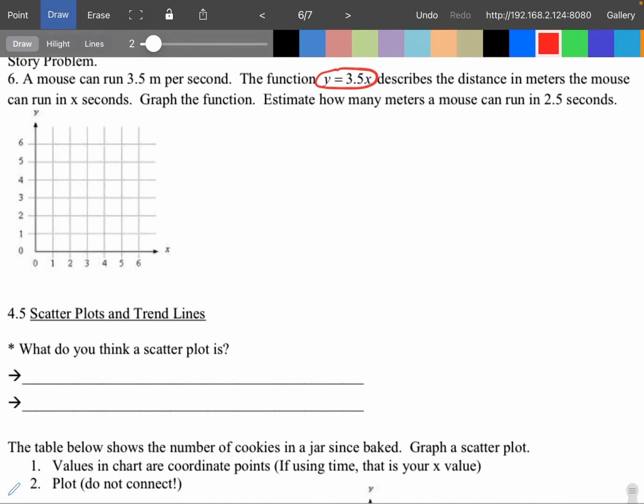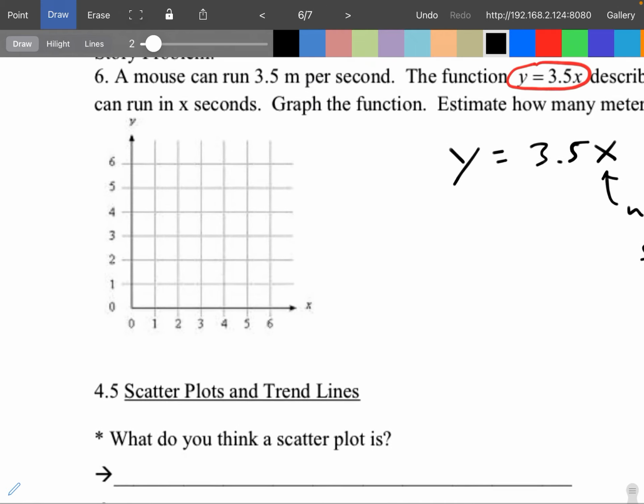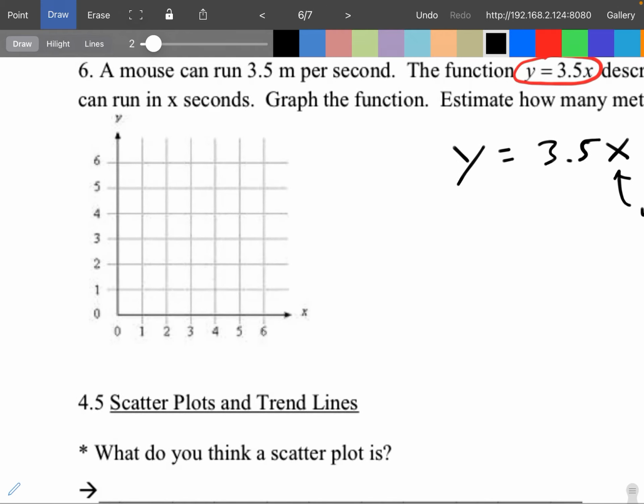And then the last one. This one says a mouse can run 3.5 meters every second. They already give you the function, so they give you that right here. And it says graph the function and then estimate how many meters the mouse can run in 2.5 seconds. So your equation here is y equals 3.5x, where x represents the number of seconds.